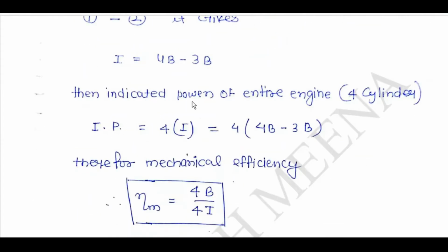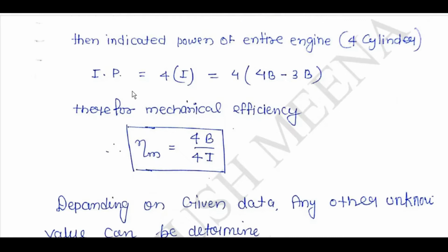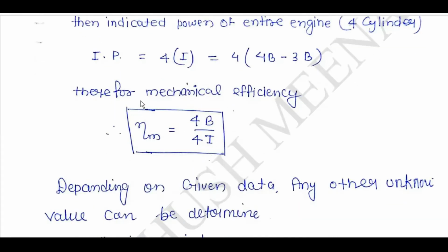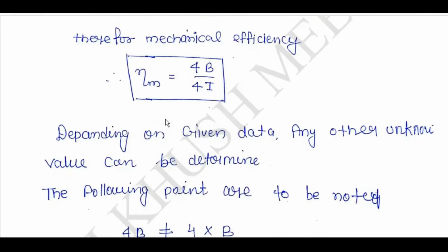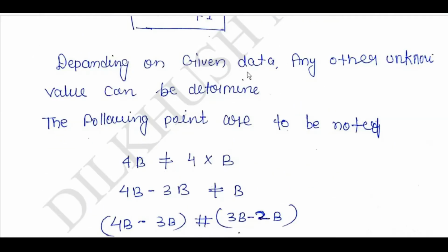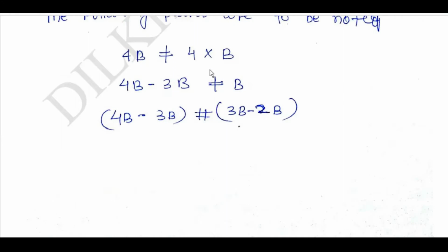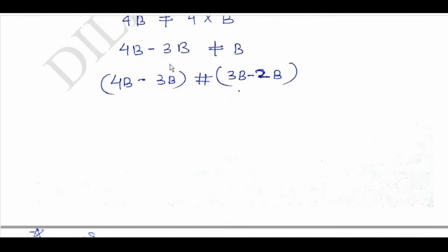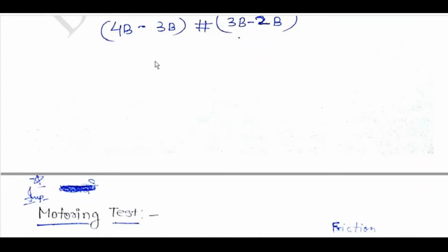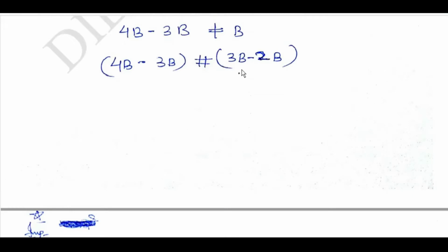Then the indicated power for the entire 4-cylinder engine, IP, is equal to 4i is equal to 4 into (4b minus 3b). Therefore mechanical efficiency eta m is equal to 4b by 4i. Depending on given data, any other unknown value can be determined. The following points are to be noted: 4b is not equal to 4 into b, 4b minus 3b is not equal to b, 4b minus 3b is not equal to 3b minus 2b.